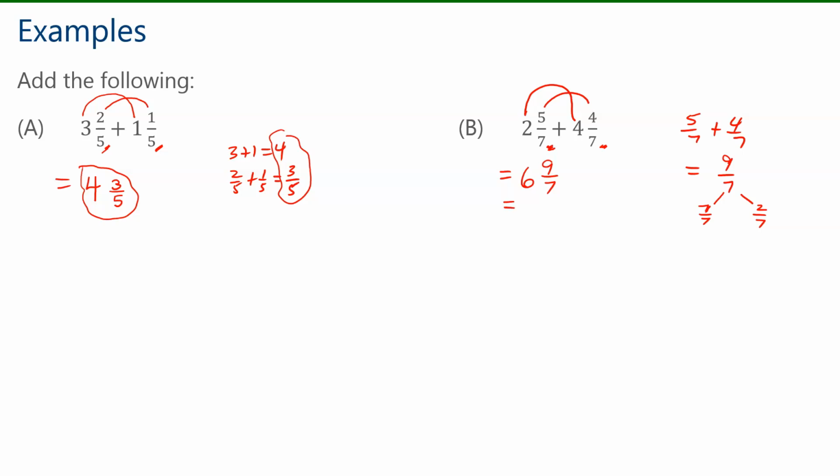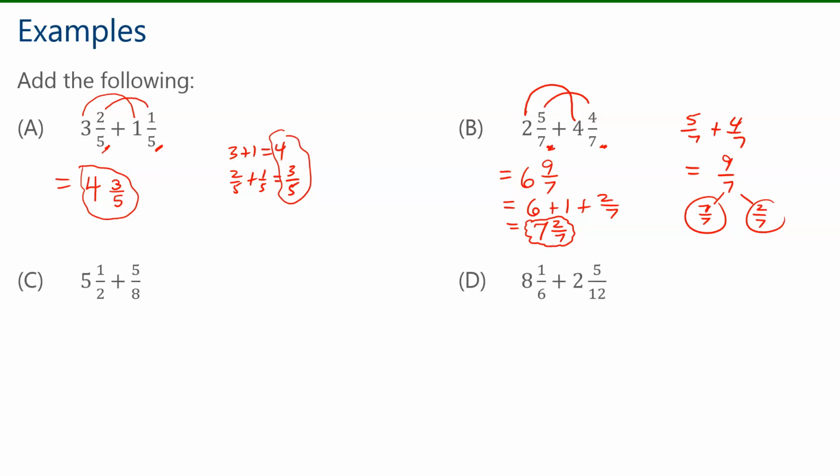So if you want here, we can say, okay, I got 6 wholes. I got another whole from the 7/7, and then I'm left with the 2/7. So 6 wholes plus another whole will give me 7 wholes and 2/7 of another. So when we add these two mixed numbers, we get 7 2/7, and that's simplest form. In C, 5 1/2 plus 5/8.